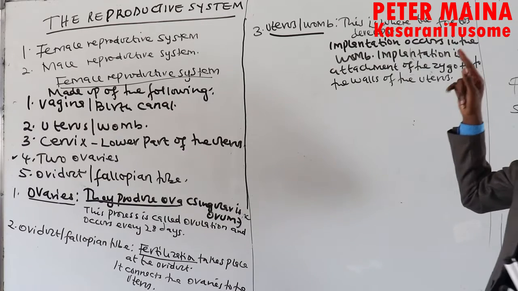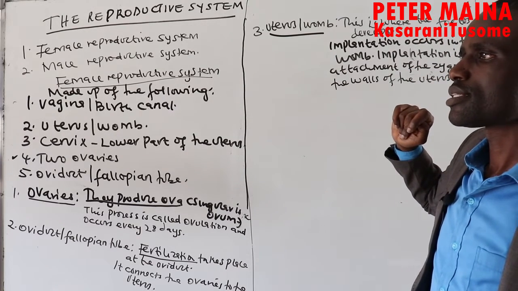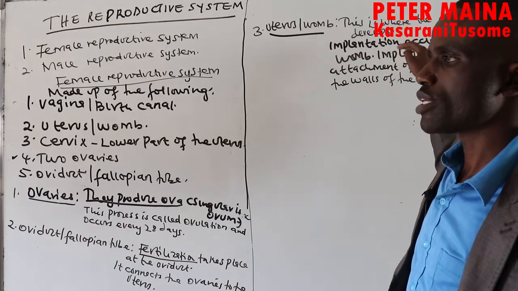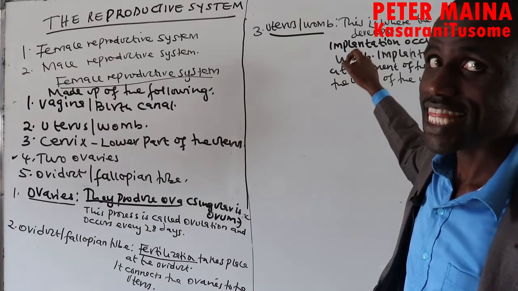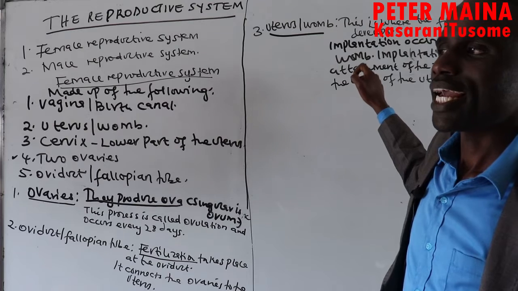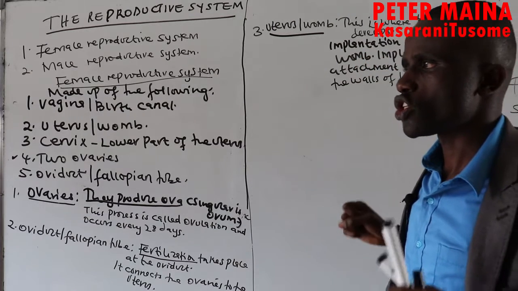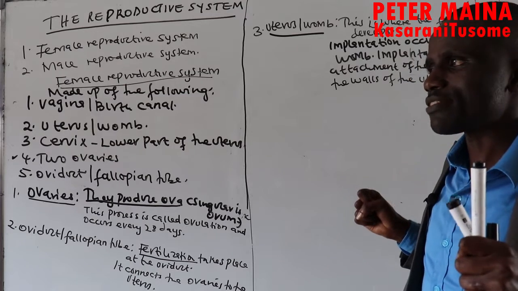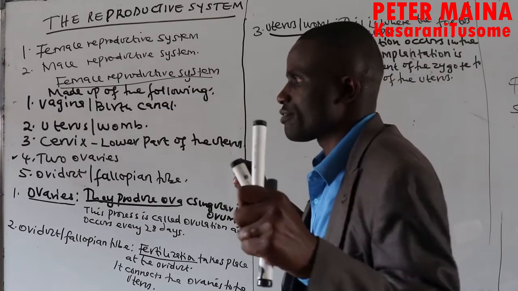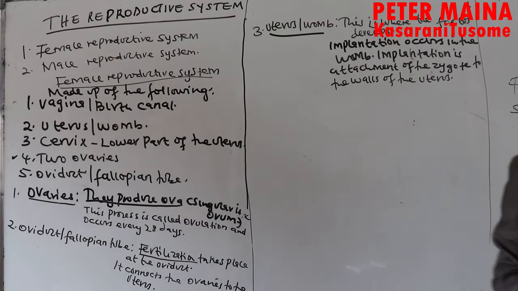So the function of the uterus or the womb is that it is where the fetus will develop, and also implantation occurs in the uterus. And implantation, we've said, is the attachment of the zygote to the uterus. It attaches itself to the walls of the uterus.